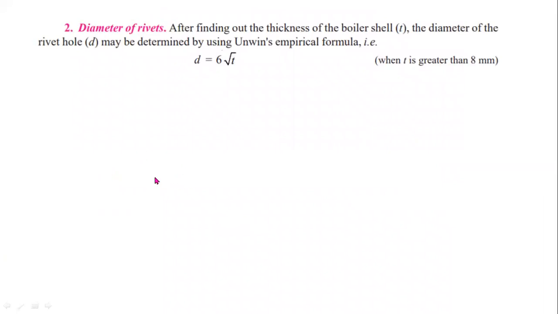Now, in the second step, you have to determine a suitable diameter of the rivet. Small d is the diameter of the rivet. This is the formula for the diameter of the rivet: d equal to 6 root t. This formula is applicable when the thickness of the boiler shell is above 8 mm. If the boiler shell thickness t is above 8 mm, then you have to consider this formula.